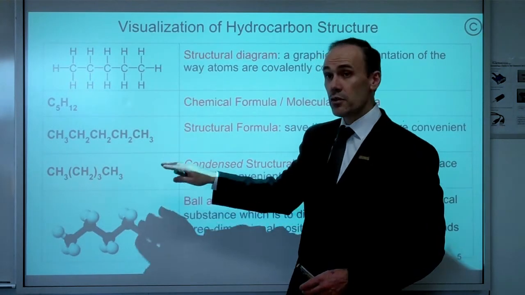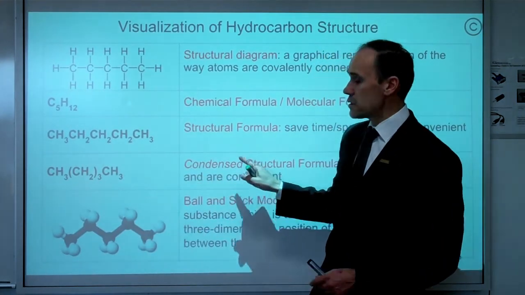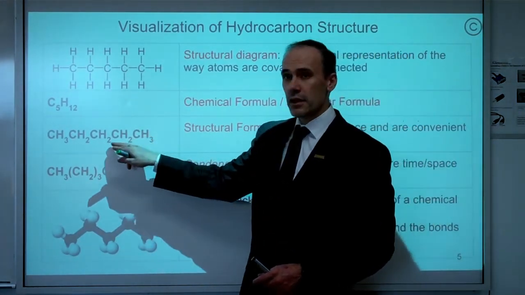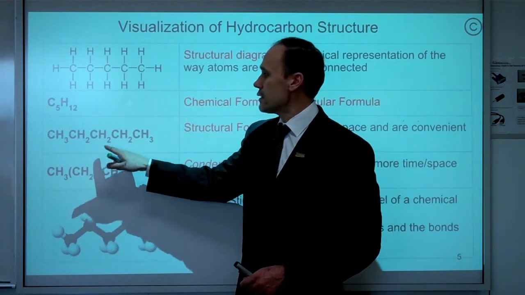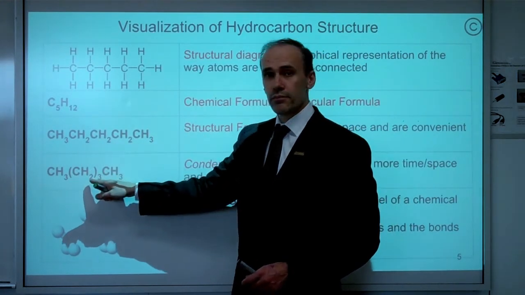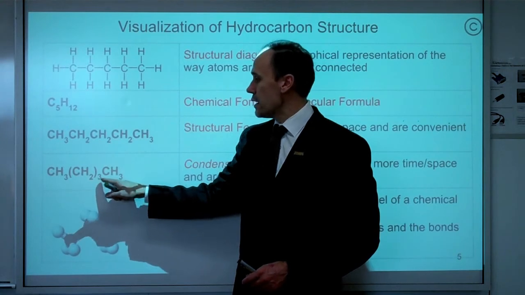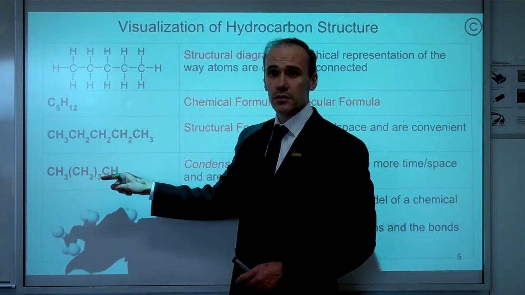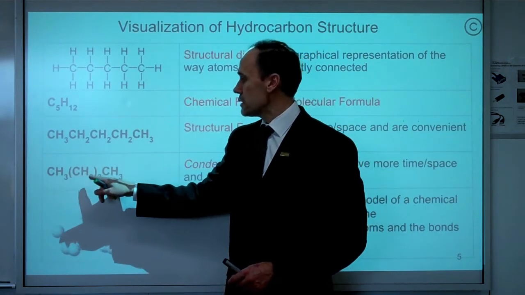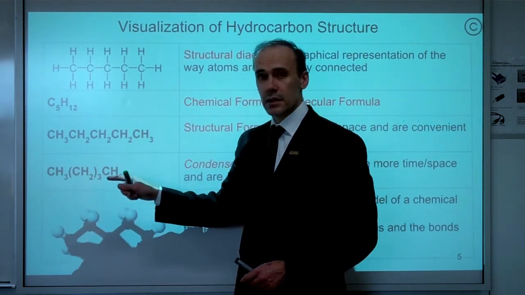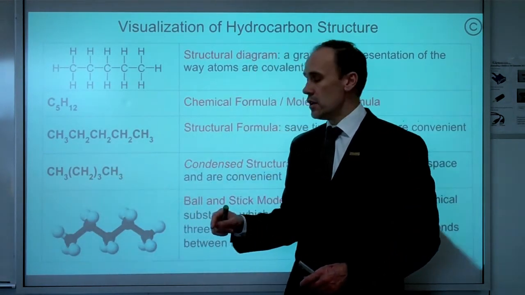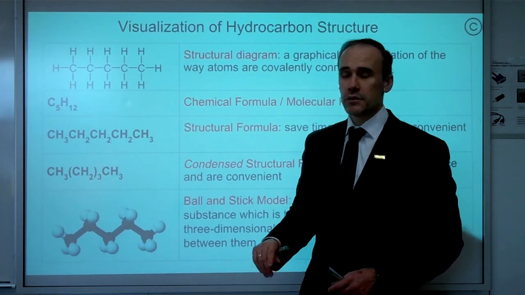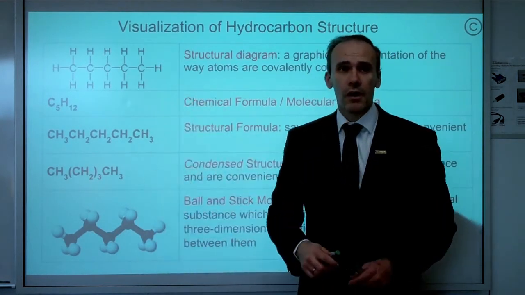And then the one you'll mainly work with is the condensed structural formula. This gets really long really fast, and if there's a lot of CH2s, why not just bunch them together in a single bracket and tell me the number of CH2s that's present. So you get a CH3, CH2, 3 of them, and then CH3. And the ball and stick model is just a pictographic representation of all of the above.